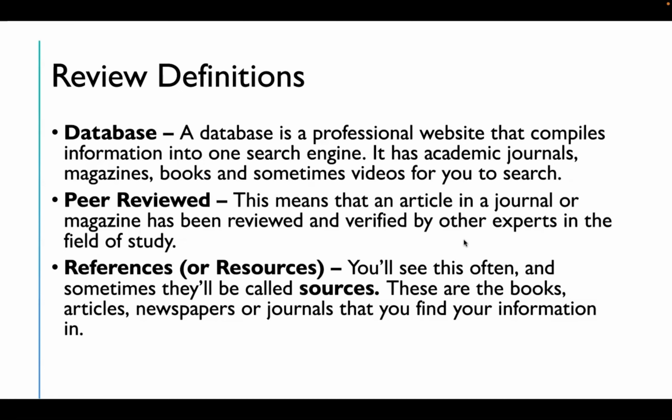Peer-reviewed. This means that an article in a journal or magazine has been reviewed and verified by other experts in the field of study. This is a term you'll see frequently when you're doing research assignments. References or resources. You'll see these words often, and they're sometimes simply called sources. These are the books, articles, newspapers, or journals that you find your information in. You will need to always show where you found your facts by using a reference page and showing your sources.